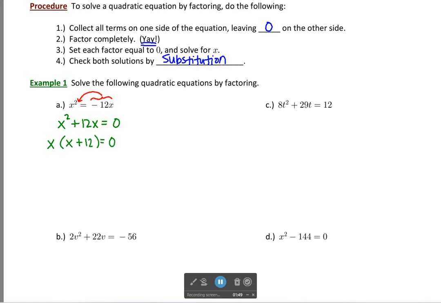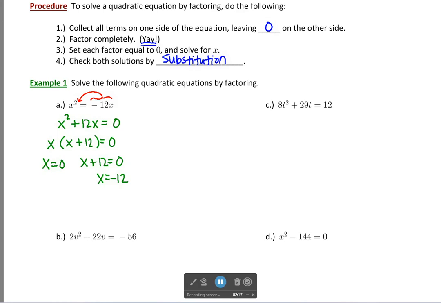Now we have the product of two numbers equal to 0. By the zero product principle, it must be true that one of those factors is 0. So we're going to set each factor equal to 0, including that little monomial factor there on the left, and then solve for x. So x equals 0 is one of my solutions, and subtracting 12 from both sides of the equation in my second, we end up with x equals negative 12.